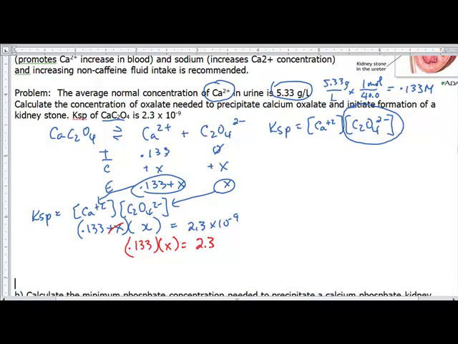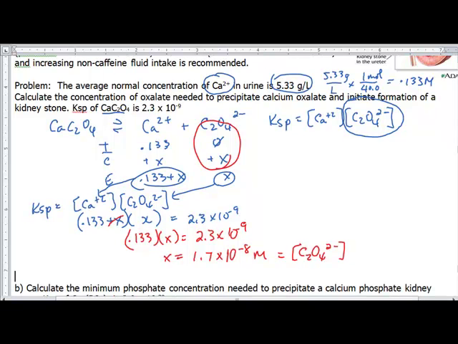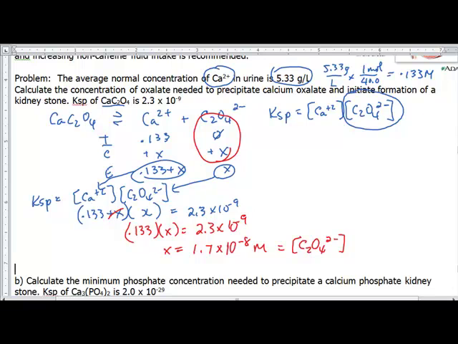And it's pretty straightforward to find x now. So what is the oxalate concentration? Remember, we're looking for this oxalate concentration. X then becomes equal to 1.7 times 10 to the minus 8 molarity for the oxalate concentration, which is really low. So that's a pretty high calcium concentration. So if any oxalate is present, then it's probably going to precipitate pretty fast. But unfortunately for those people who have to stay away from things like chocolate, that's pretty sad.